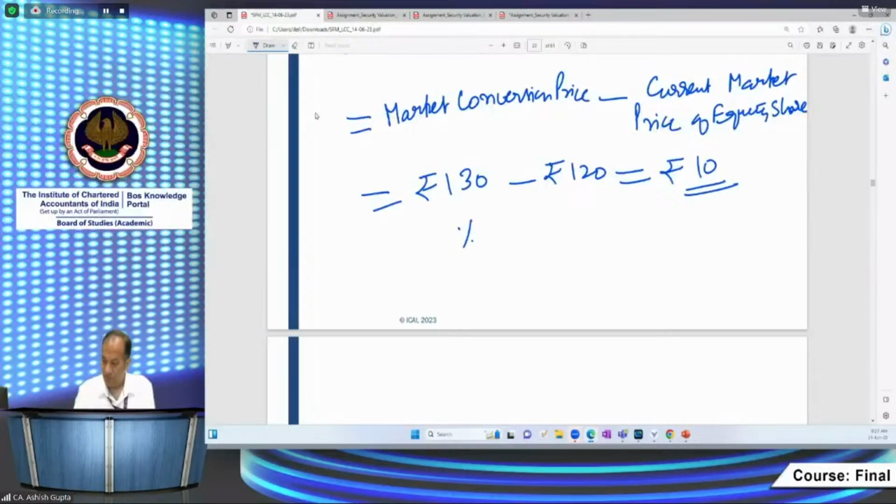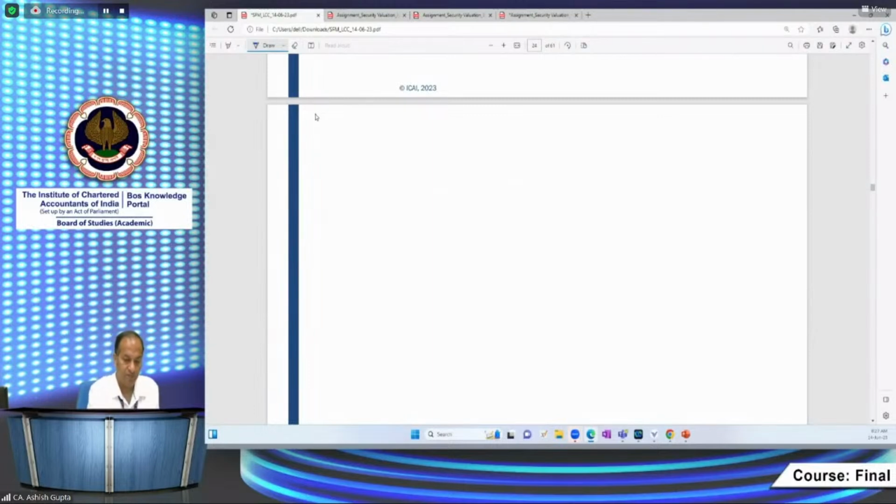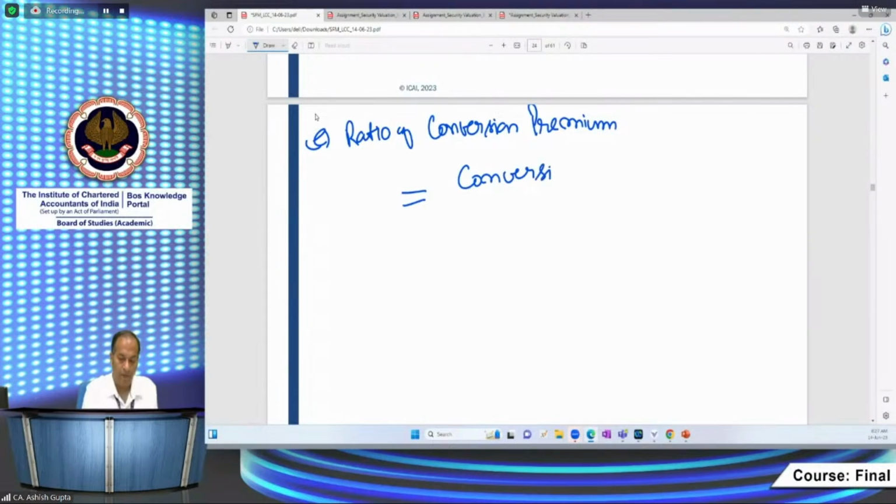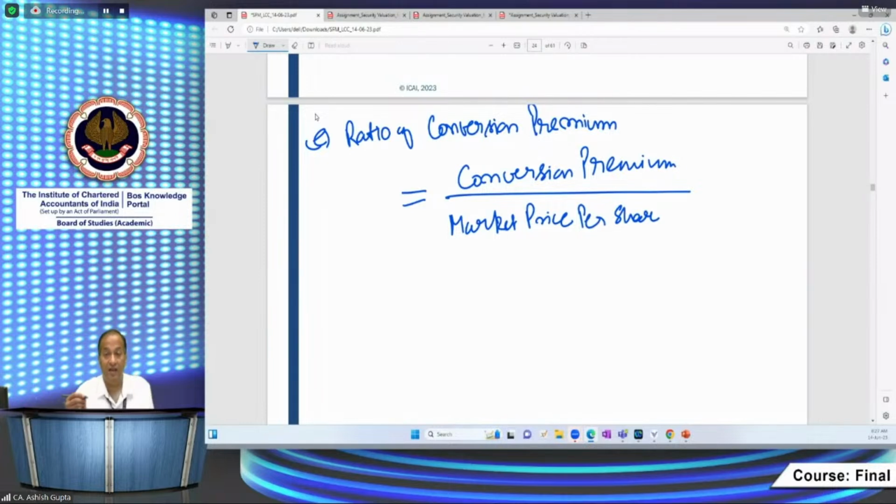Normally this is expressed in terms of premium. Ratio of conversion premium. Now it says how much percent I am paying extra. So in our earlier example, it will be 10 divided by 120.